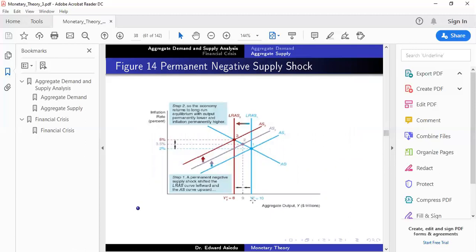All right, so this is the case of the permanent negative supply shock. This is the long-run aggregate supply curve, 1. And if you have a permanent negative supply shock, that will shift it straight to the left, so you are moving from point 1 to point 3 rapidly. A permanent negative supply shock shifts the long run to the left, and AS will also rise. The economy returns to the long-run equilibrium with output permanently lower and inflation permanently higher. So you are returning to your new normal, which is a new potential.